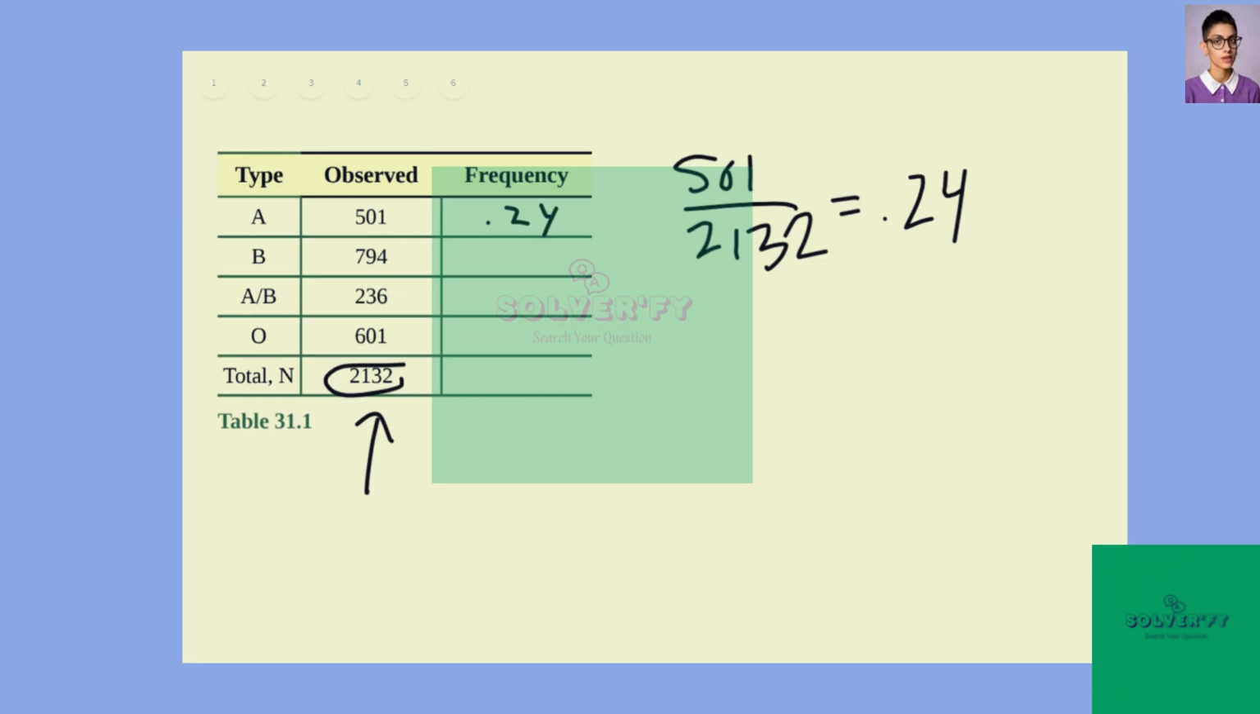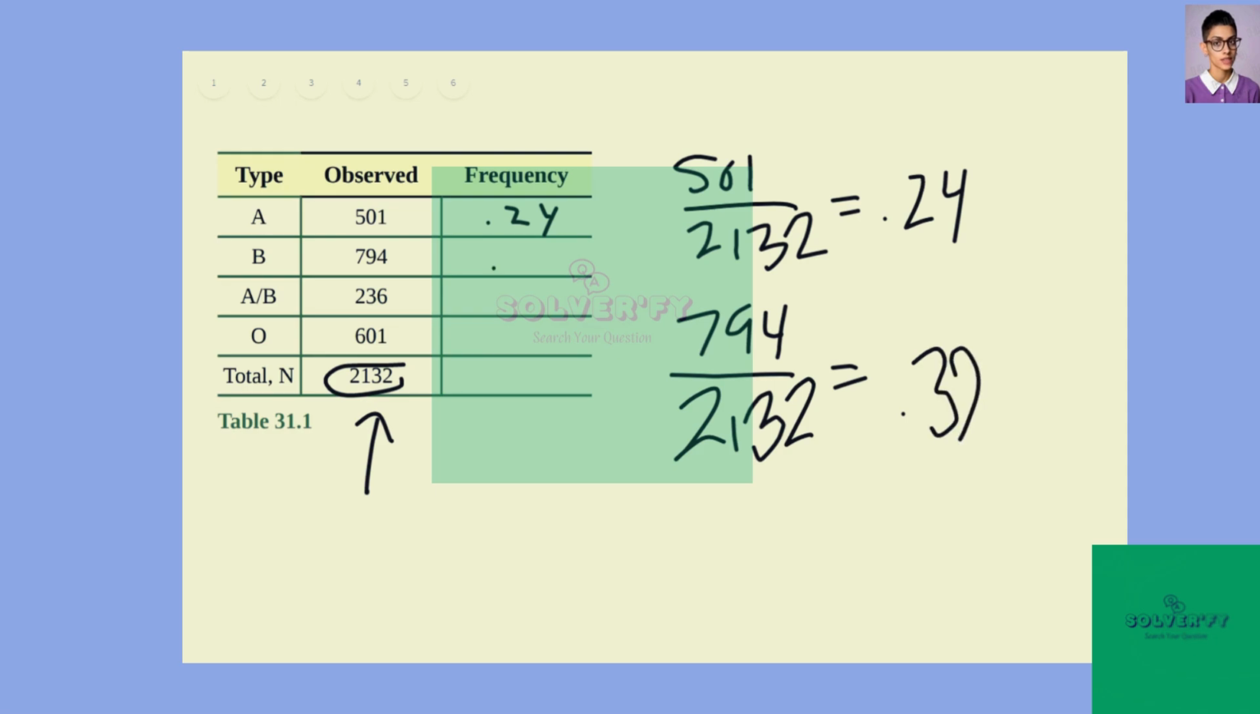Then we just repeat the process. For blood type B, it would be 794 divided by the total, 2,132, and that's going to equal 0.37, so we can put that in there. I think you get the hang of how to figure that out. For AB, it'll be 0.11, and for type O, it's going to be 0.28.